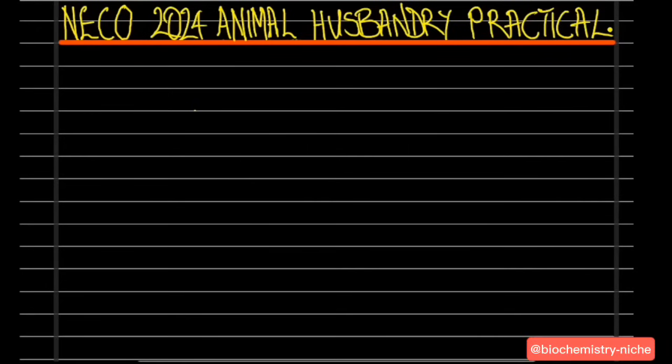Today we quickly want to look at the NECO 2024 Animal Husbandry Practical Specimen. That is what we want to discuss today. We'll quickly look at the specimen. We take a rundown on all of the specimens. We analyze them, talk about a few things about them in order to prepare us for the practical examination. That is basically what we want to do today.